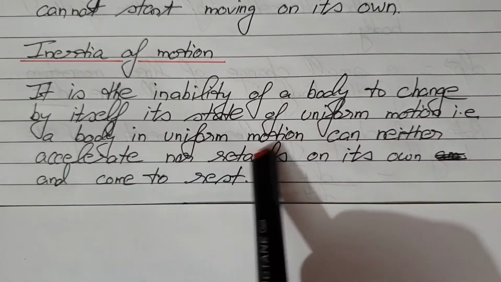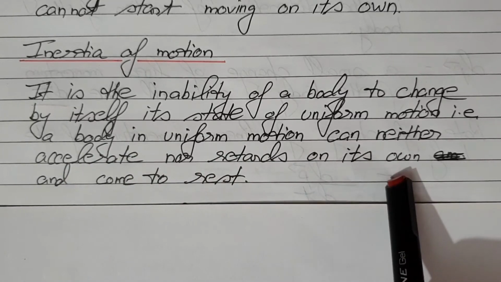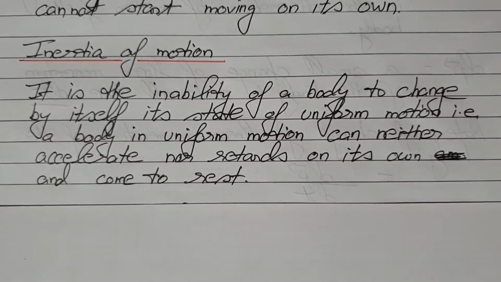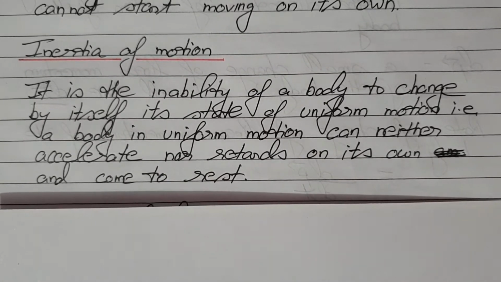That is, a body in uniform motion can neither accelerate nor retard on its own and come to rest. For example, when a bus or a train stops suddenly, a passenger sitting inside the train or bus tends to fall forward. This is because the lower part of the body comes to rest with the bus or train, but the upper part tends to continue its motion due to the inertia of motion.